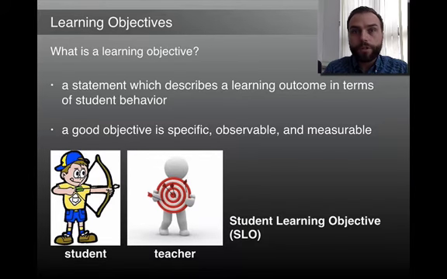So have a look at the pictures down here. Now, the student is holding the bow and arrow, and it's the student's job to hit the target. Now, the teacher is the person who is holding the target. So the teacher can choose where the target is and how difficult the target is to hit. But it's the student's job to hit the target.